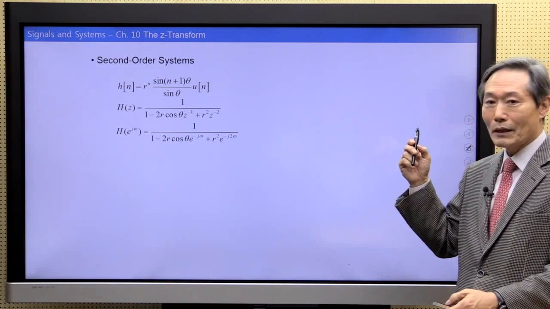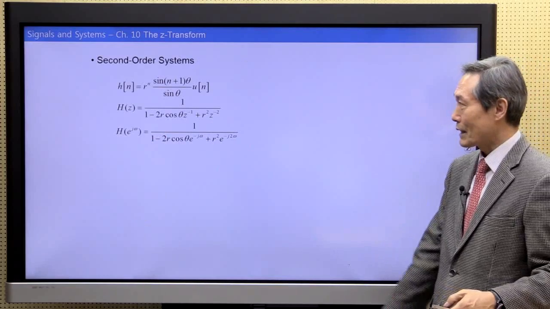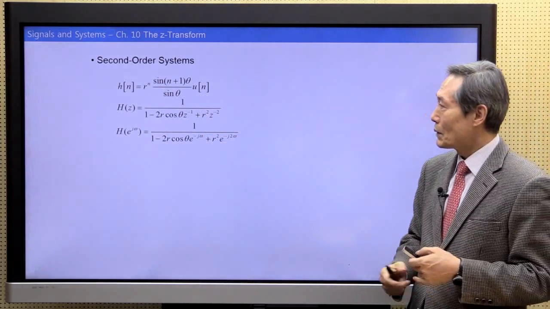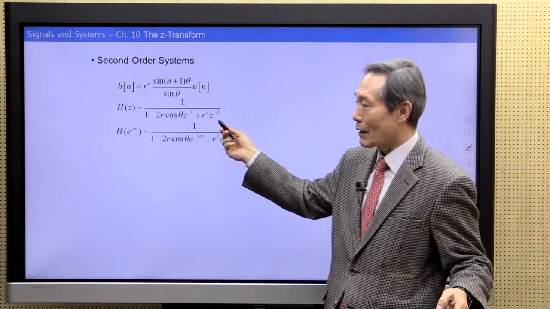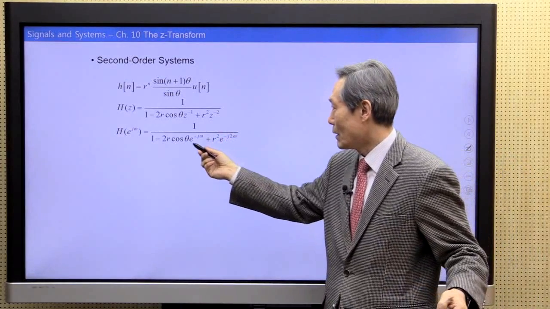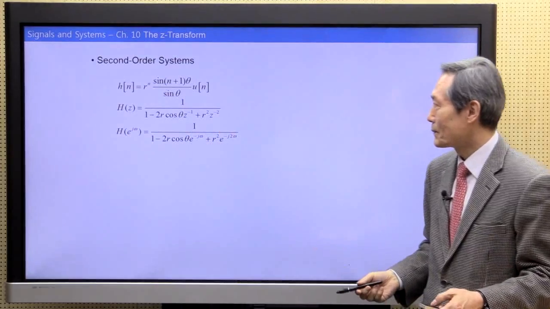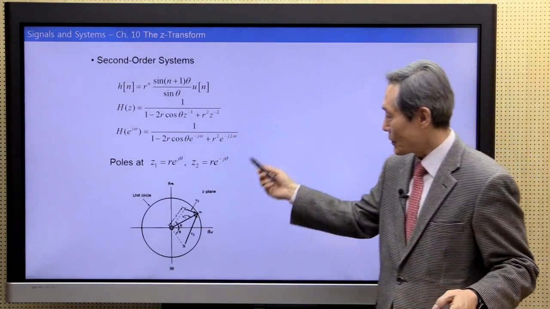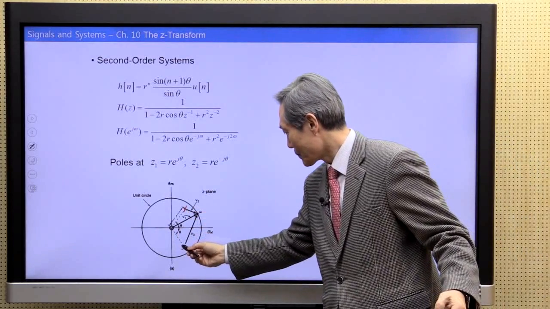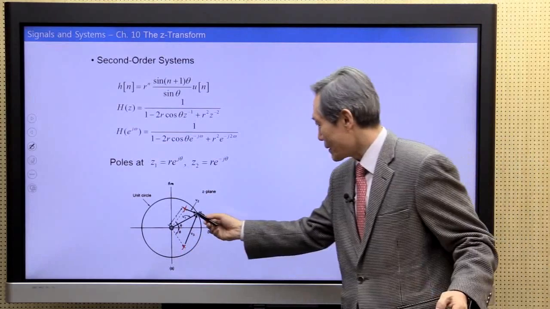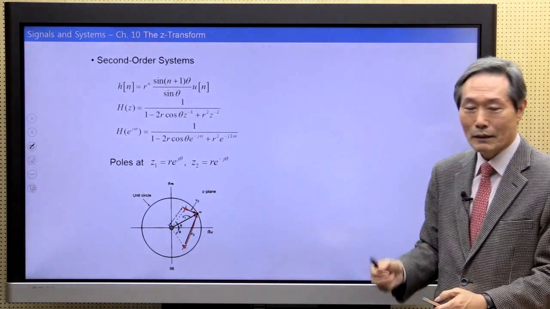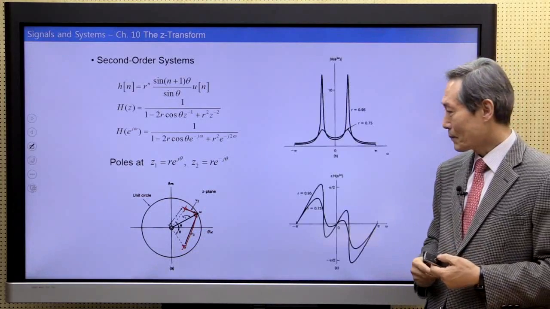The same thing applies for the second-order system. For example, if we are given an impulse response whose G-transform turns out to be like this, you can try it, and the Fourier transform like that. We see there are two poles. The zeros are on the unit circle, and we have two poles. And the distance of this one and that one determines the magnitude characteristics like this.